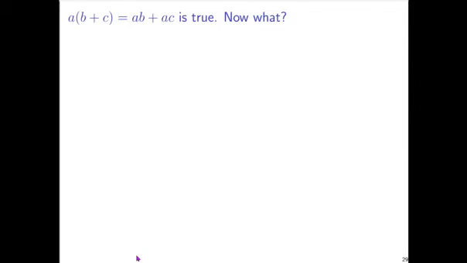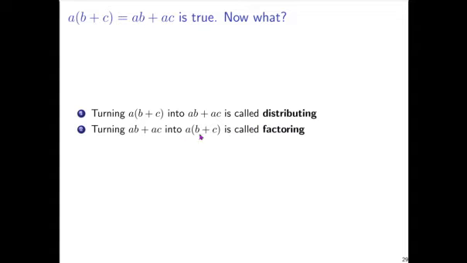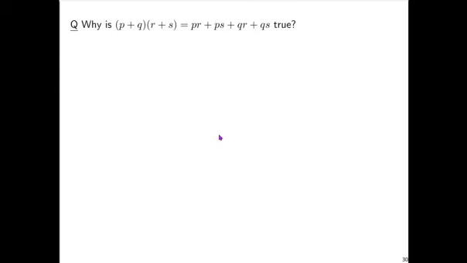Okay, so A times quantity B plus C equals AB plus AC. That's a true formula. Now what? Turning what you have that looks like the left into this on the right, AB plus AC, is called distributing. And going backwards, if you have something that looks like A times B plus A times C, turning that into A times quantity B plus C, that's called factoring. Let's take a look at another example.